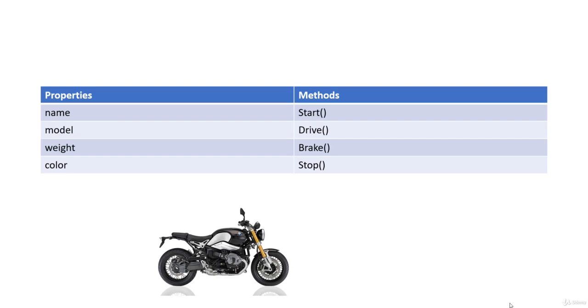That means they will do the same methods, or they are responsible for invoking the different methods at different times, but they have different properties. Two different objects will have a different name, model, weight, and color, but in the case of the method or behavior, they can start, drive, brake, and stop at different times. That means any object will have properties and methods.